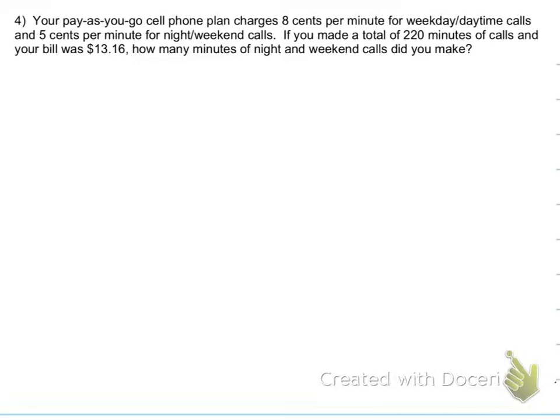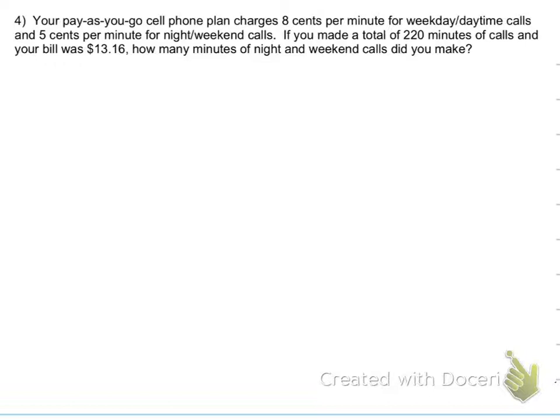And number 4, your pay-as-you-go cell phone plan charges 8 cents per minute for weekday or daytime calls, and 5 cents per minute for night and weekend calls. If you made a total of 220 minutes of calls and your bill was $13.16, how many minutes of night and weekend calls did you make?